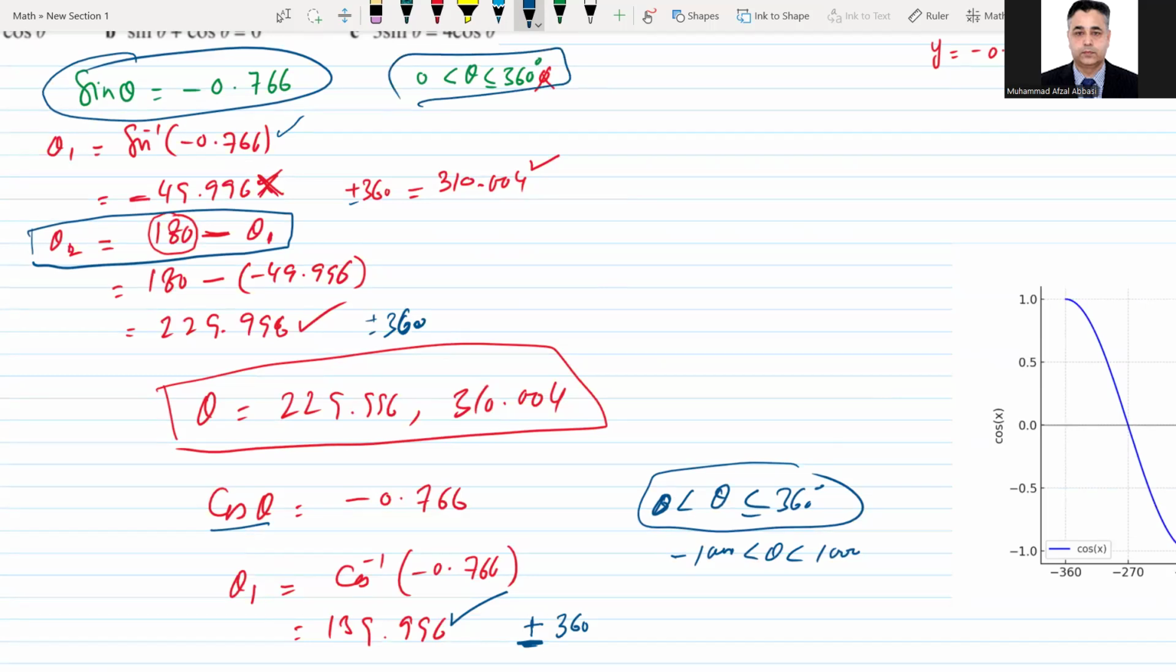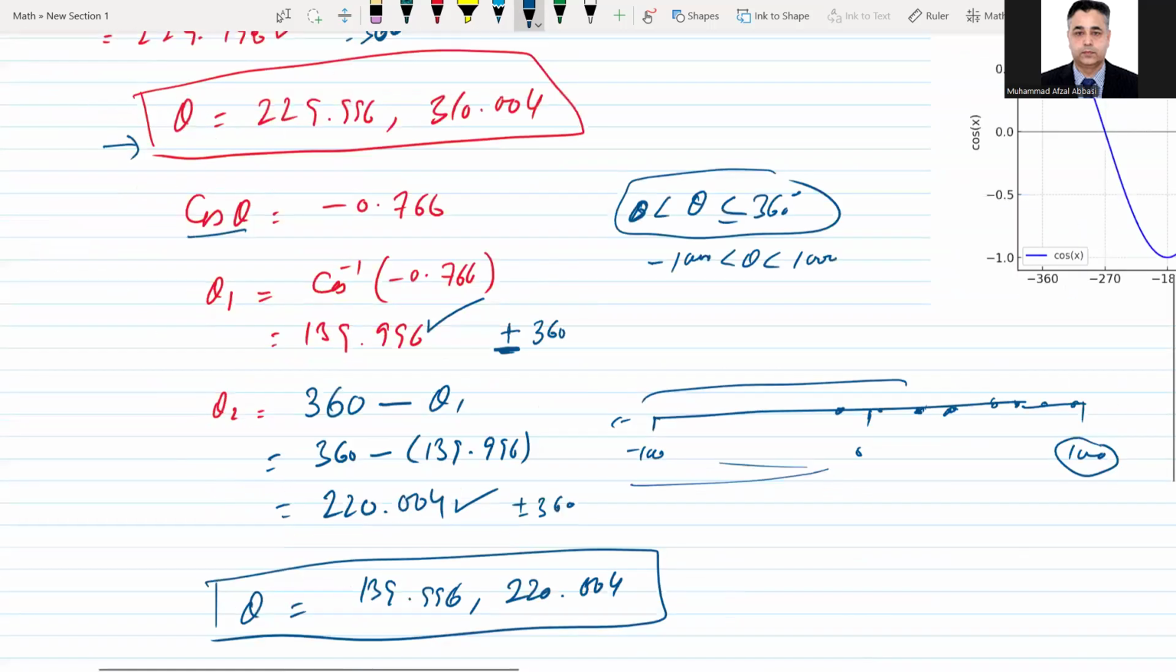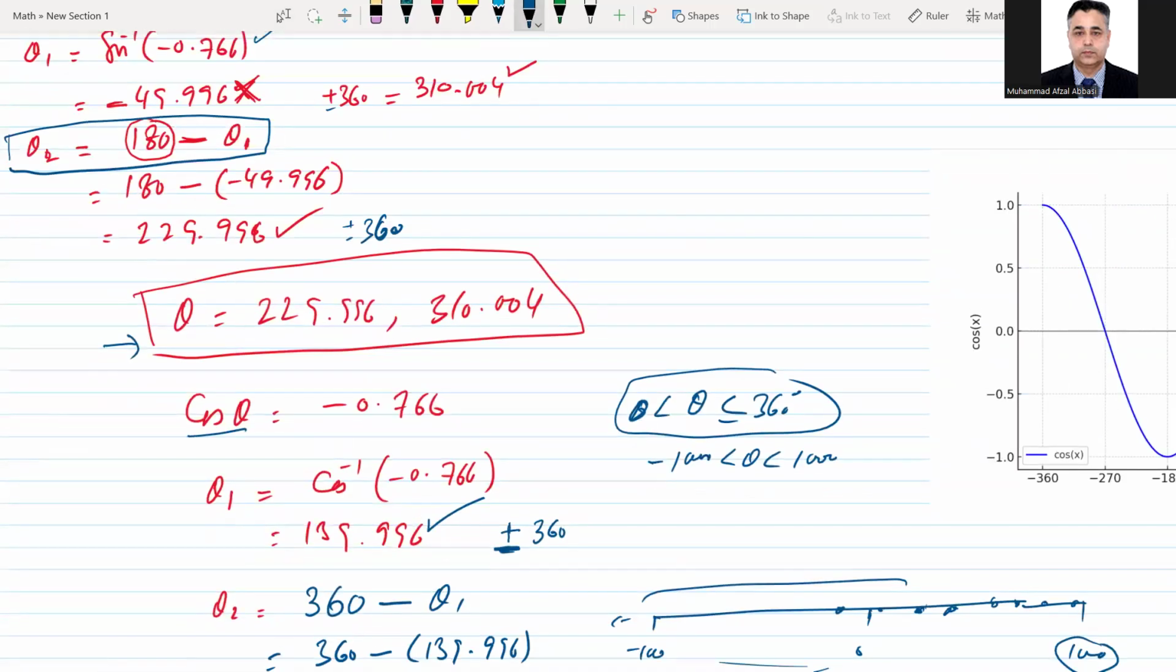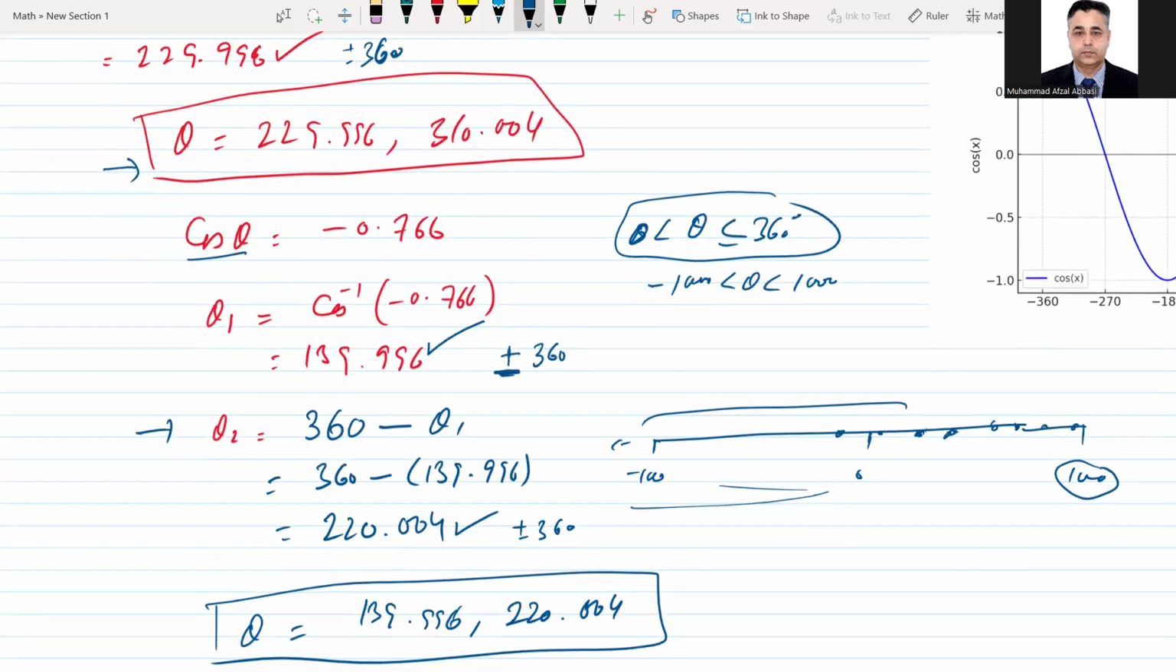So after writing all the possible answers, at the end you will mention your final answers in a single line, and make sure that you are highlighting them clearly for the examiner to understand that these are my final answers. For the sine, it is 180 minus theta 1 for the second answer, and for the cosine, it is 360 minus theta 1 for the second answer. That is the only difference between sine and cosine equations, and there is no need of drawing the cos diagram if you remember this procedure of solving the sine and cosine equation.